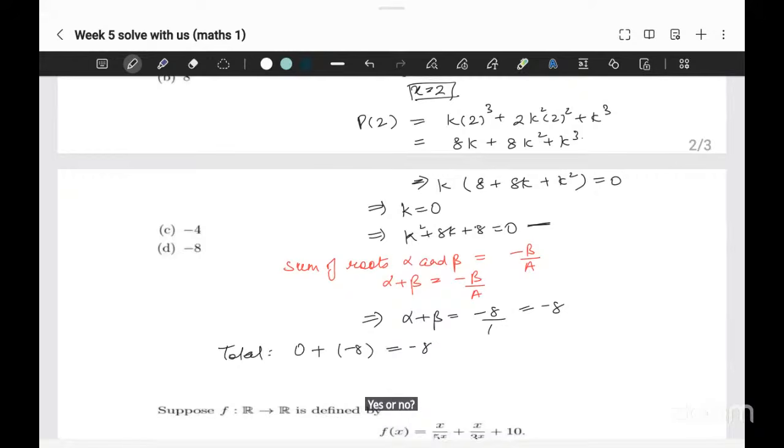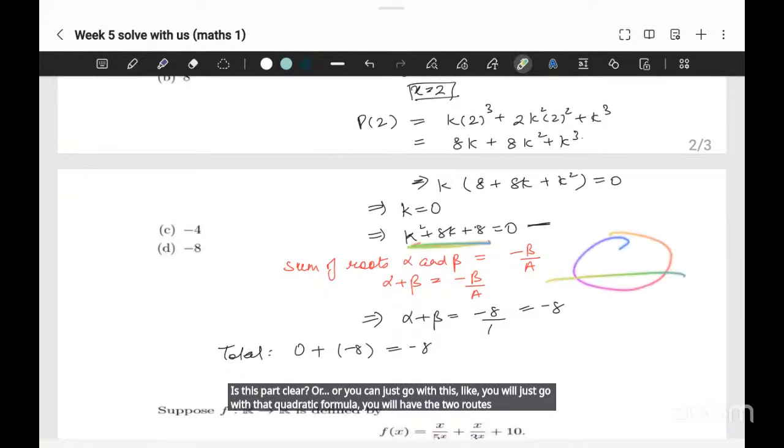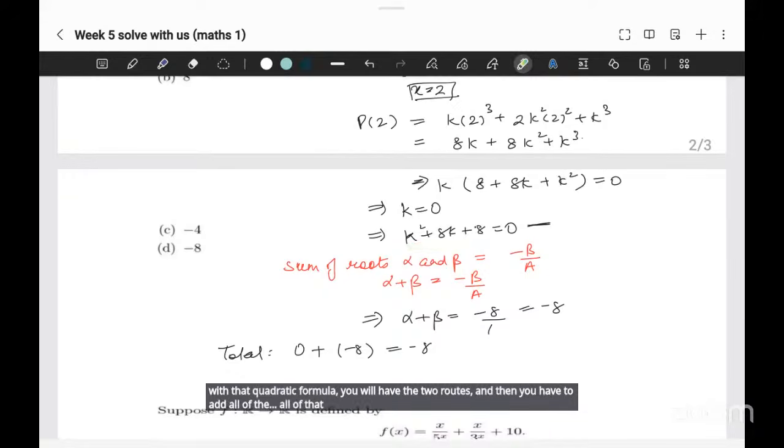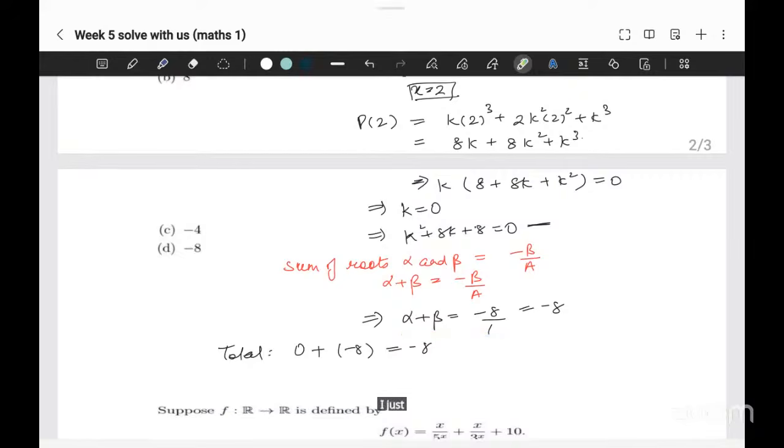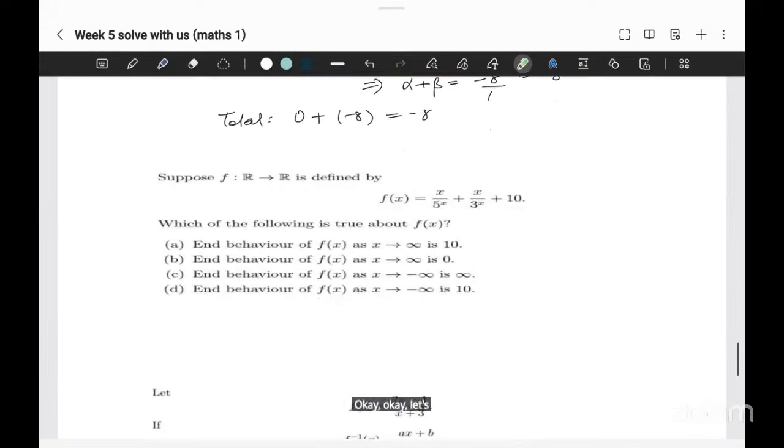Is this part clear? Or you can go with the quadratic formula. You will have the two roots and then you have to add all of that. You can go by that as well. I just took the simplest method. Is this question clear? Is this part clear to everyone? Yes or no? Yes. Okay, let's move on to the next question.